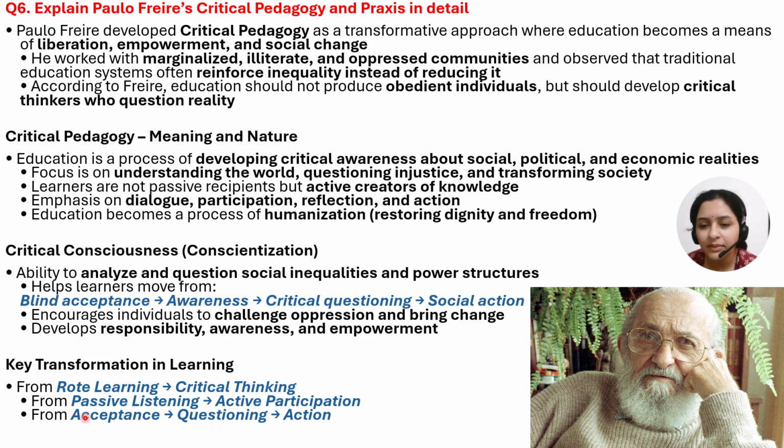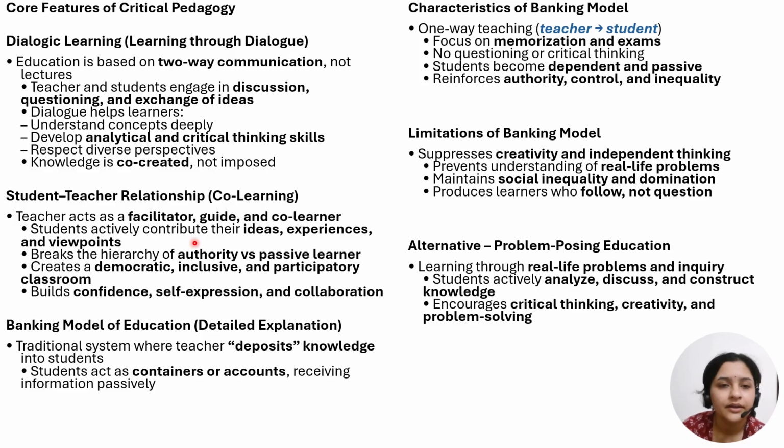Rote learning is nothing but simply bookish knowledge and mugging up things. So from that stage, you have to go to a critical thinking stage, then from passive learning to active participation, then from simply accepting things to questioning and then action. Okay, so this is the flowchart for the transformation that is supposed to happen. Then what are the core features of critical pedagogy?